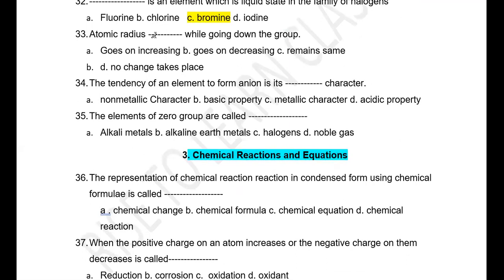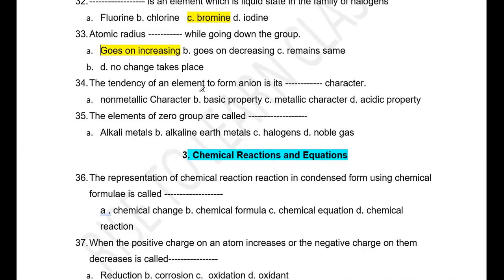Next, atomic radius dash while going down the group. Goes on increases, goes on decreases, remains same, and no change takes place. We know as we move from top to bottom, new shells are increasing, so the atomic size goes on increases. Option A is the correct answer.